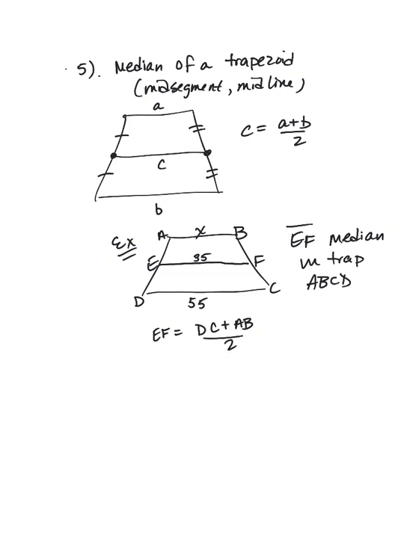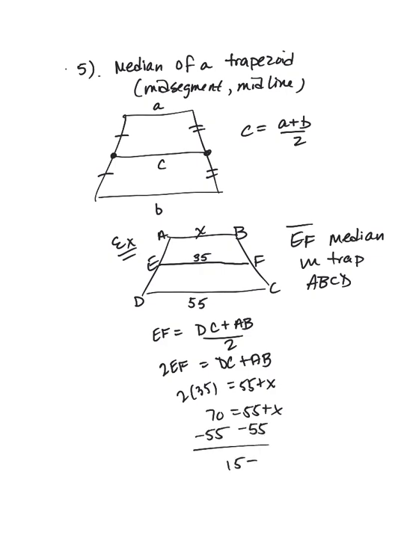So then it stands to reason that 2 times EF would equal the sum of DC and AB, right? So 2 times 35 would equal 55 plus X. So that's 70. 55 plus X, subtract 55 from both sides. And so you get 15 is X. So that's some new vocab for you on this topic.